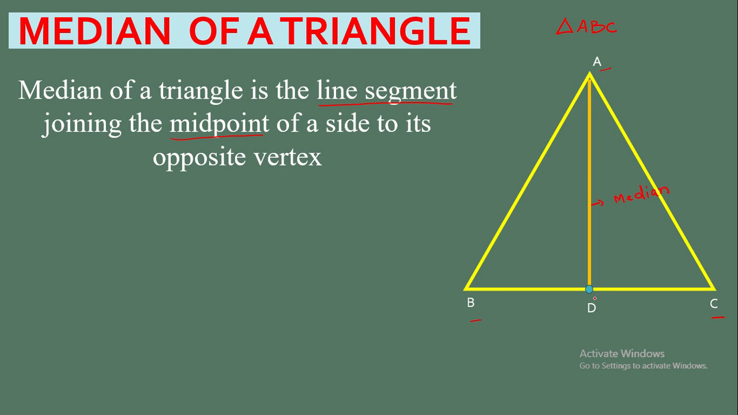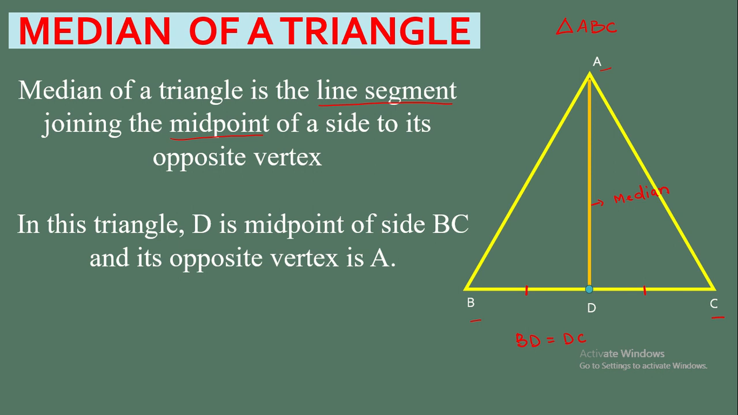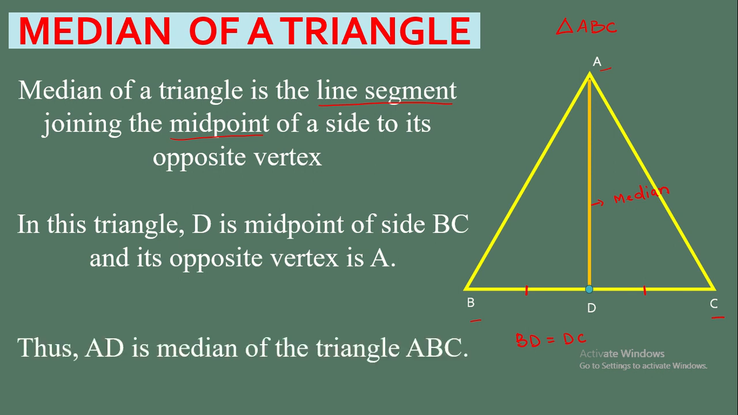And this D is the midpoint of the side BC. It means it divides this side into two equal parts. So we can simply say that BD is equal to DC. That means in this triangle, D is the midpoint of side BC and its opposite vertex is A. So we can say AD is a median of the triangle ABC.